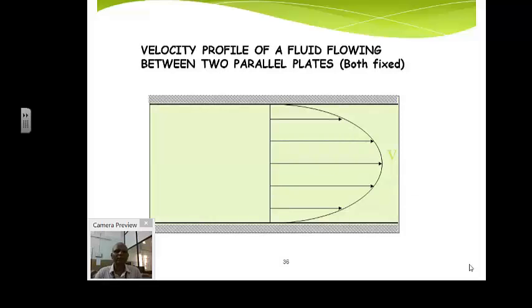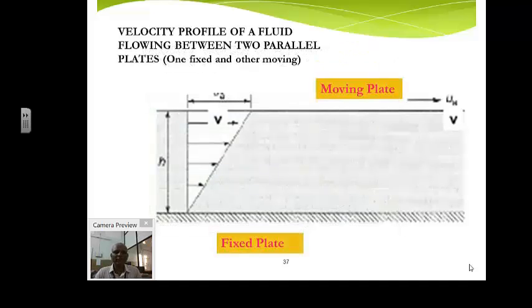Now we see the mechanism of the hydrodynamic lubrication. When two parallel surfaces both are stationary, the velocity profile will be like this. The maximum velocity will take place at the mid region, whereas at the extremes, that is close to the surfaces, the velocities will be very low due to the boundary effects. When one plate is moving relatively with the other plate, the velocity profile will look like this.